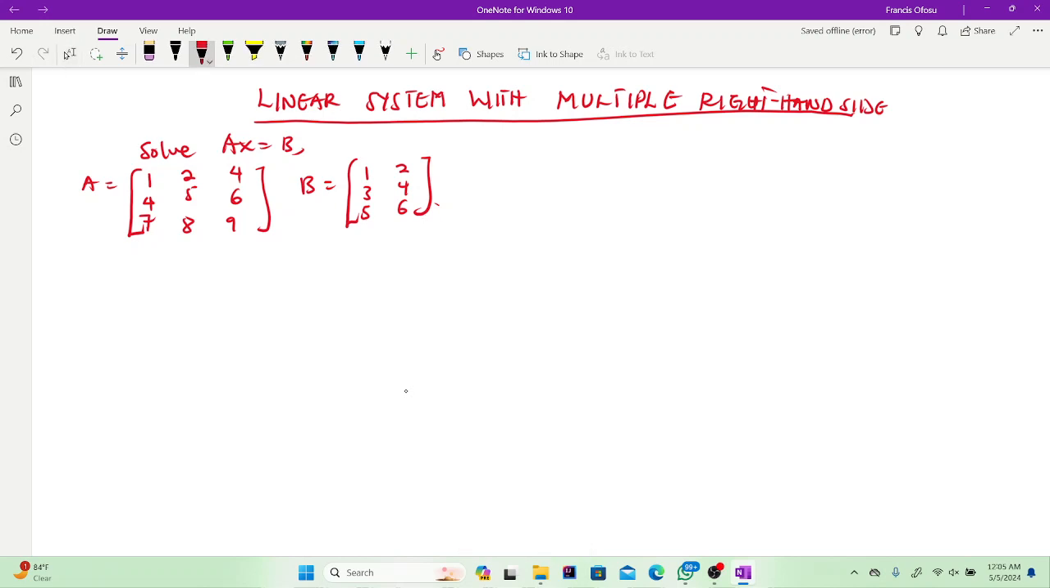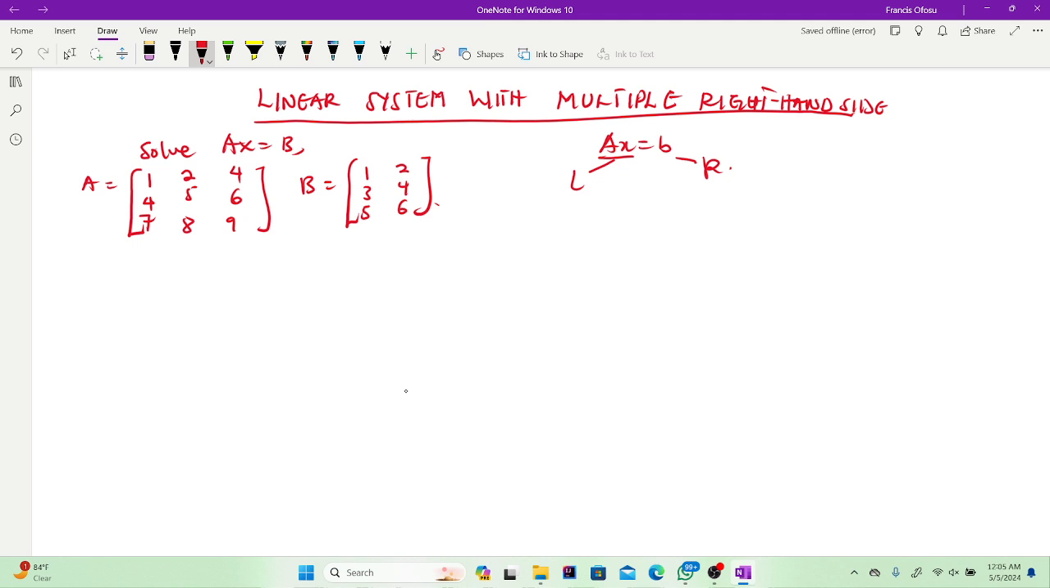Hi there, welcome back to my channel. In this video I want to take you through how to solve a linear system with multiple right hand sides. Generally a linear system is represented as AX equals B. This is the left hand side and this is the right hand side. What we mean is the right hand side is more than one column.